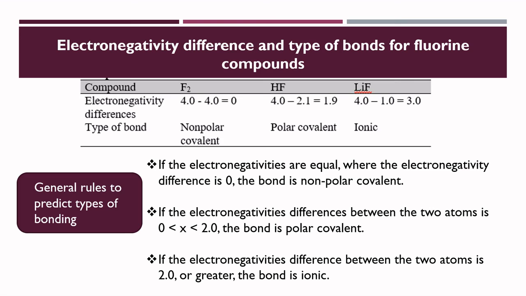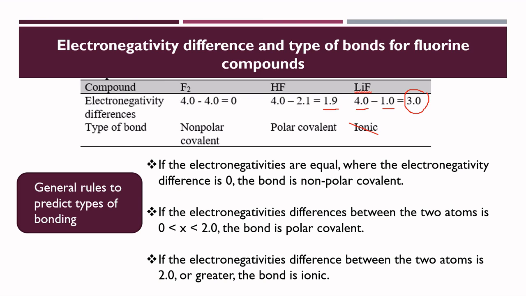Let's take a look at another example, which is HF, hydrogen fluoride. Fluorine's electronegativity is 4 and hydrogen's is 2.1, so the difference is 1.9. So it is a polar covalent compound. Next is lithium fluoride, where the difference is 4 minus 1, so it is 3. When it is more than 2, it is considered an ionic bond.